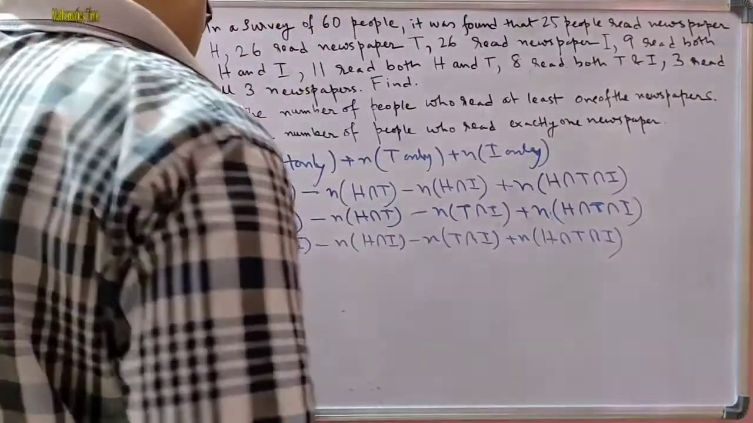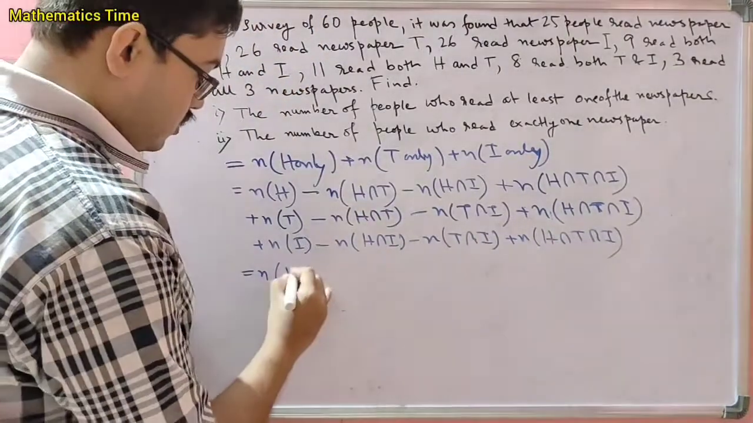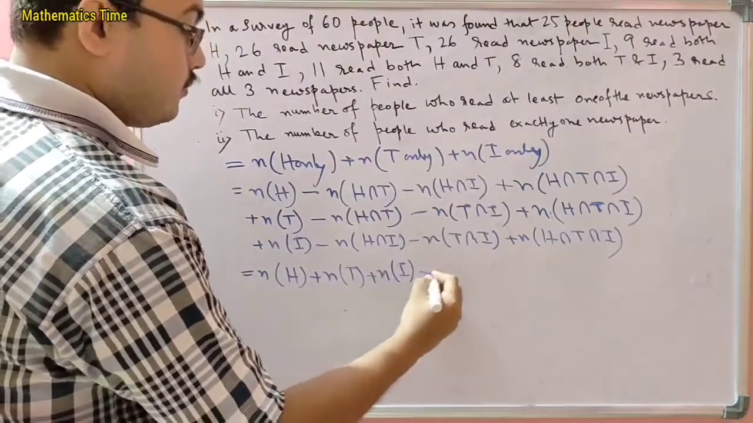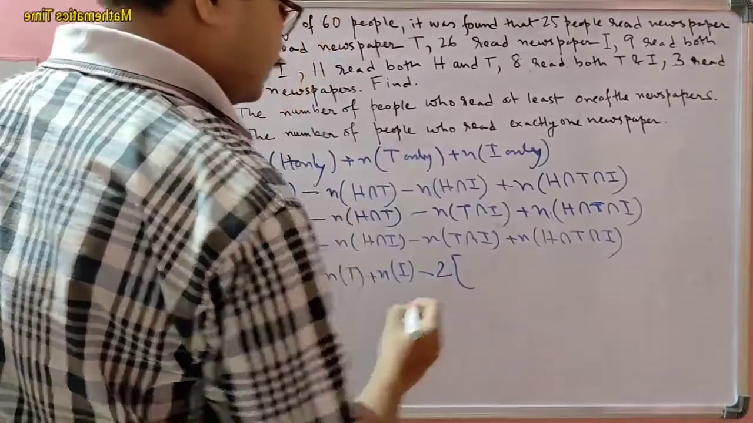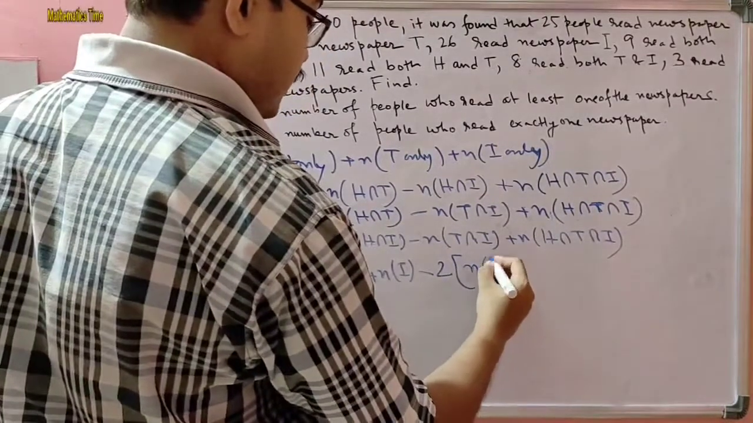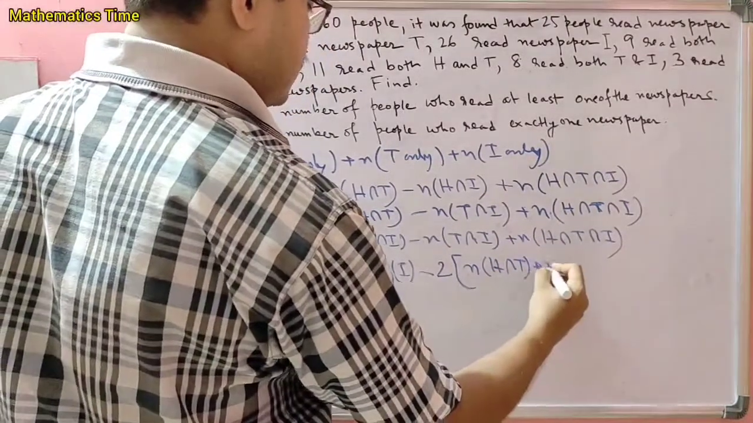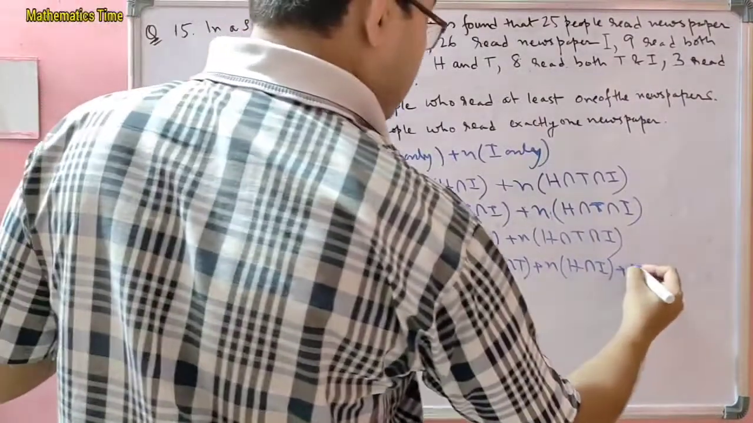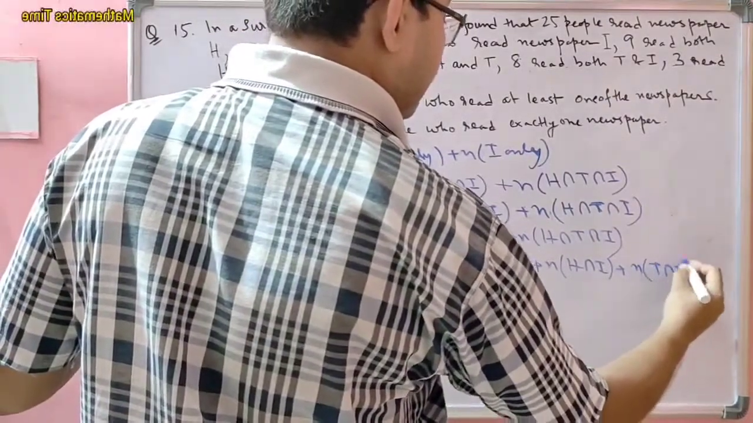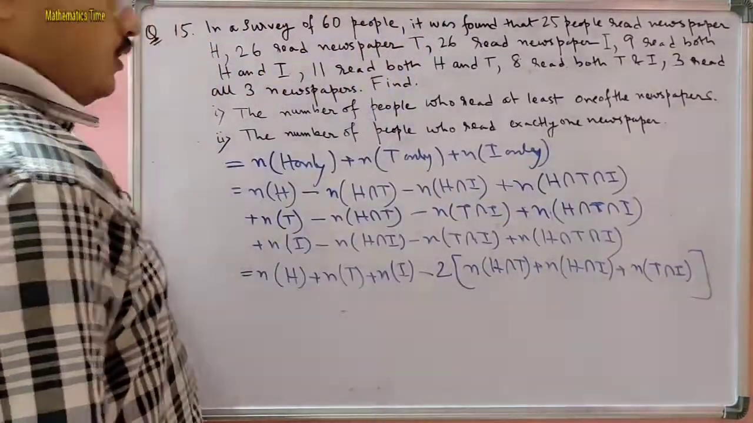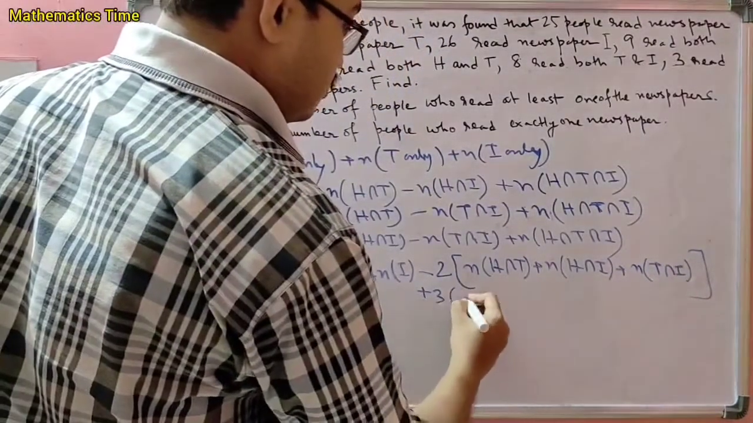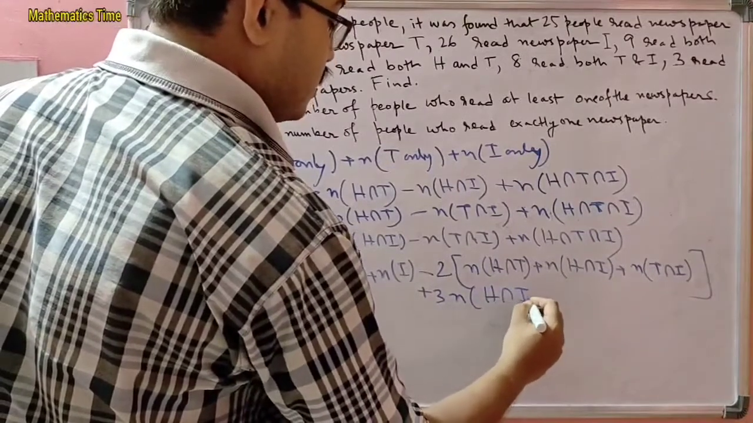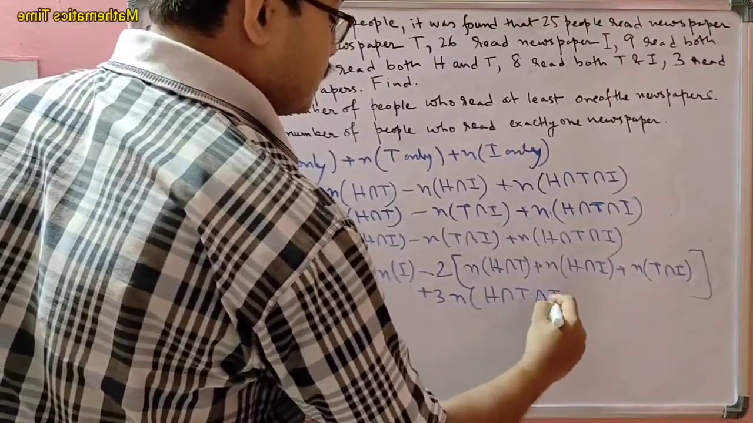Now this will be like this: n of H plus n of T plus n of I minus 2 into the sum of n of H intersection T plus n of H intersection I plus n of T intersection I, and plus 3 into n of H intersection T intersection I.